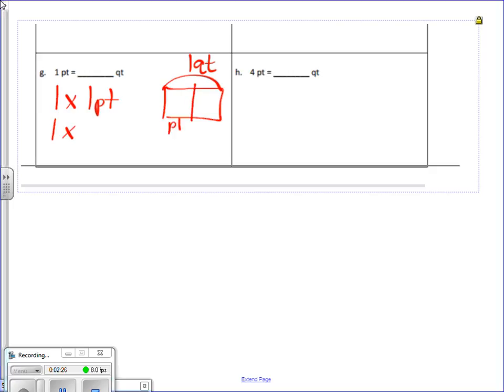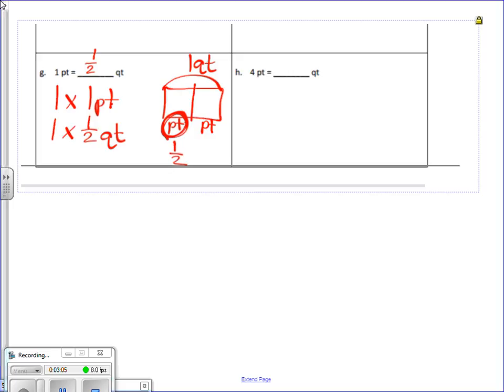So here's a pint, here's a pint. So if I only have 1 pint, you weren't wrong, Jamarco. If I have only 1 pint, it would be 1/2 in relation to a quart. So 1/2 of a quart is equal to 1 pint. 1 times 1/2 of a quart is 1/2. So on G, you should have 1/2.